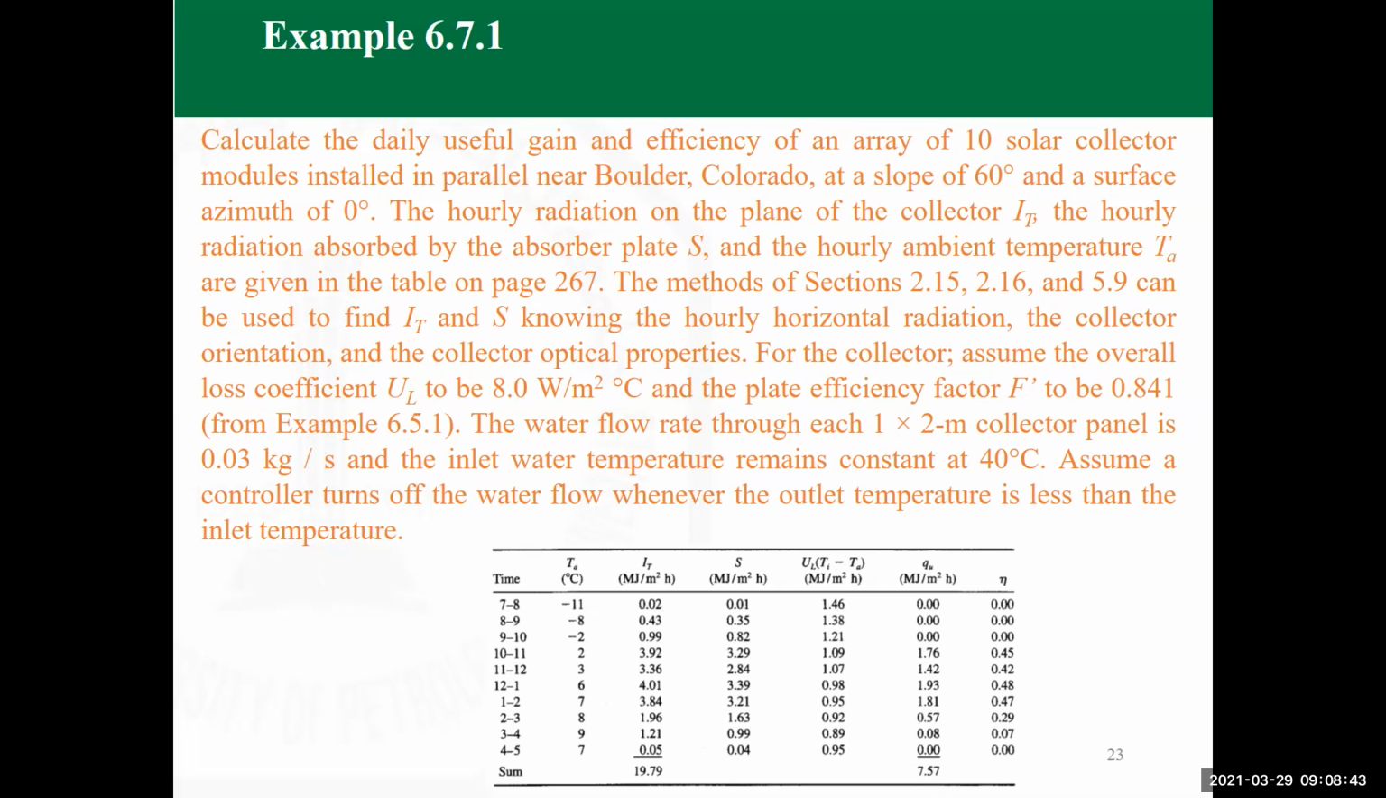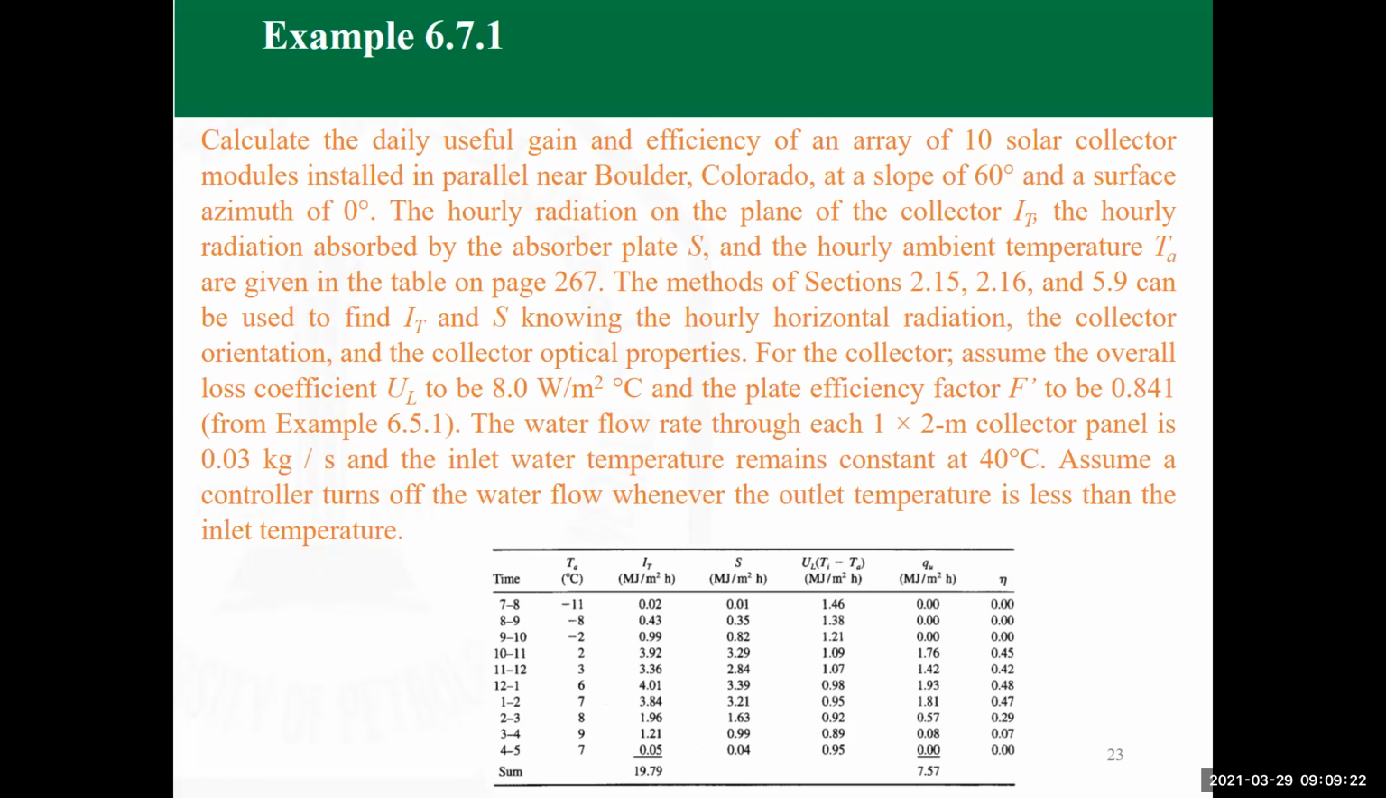So we are given here the value of the hourly radiation on the plane of the collector IT, the hourly radiation absorbed S, and the hourly ambient temperature Ta, which also changes during the day, that are given in the table that you see here. The method of selections, where equations 2.15, 2.16, and 5.9 can be used to get the value of IT. So in this part of the chapter, we are not looking again at how to calculate these values of IT and S. That's something that we've learned how to do earlier, knowing hourly horizontal radiation.